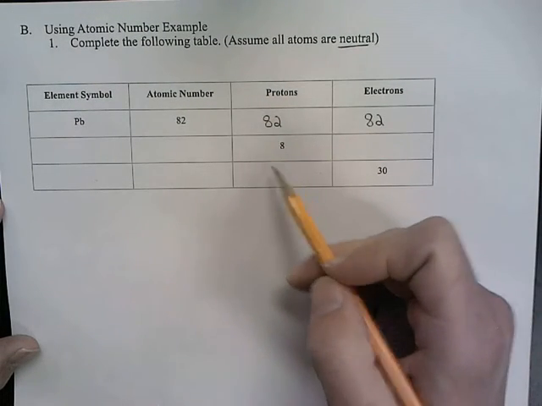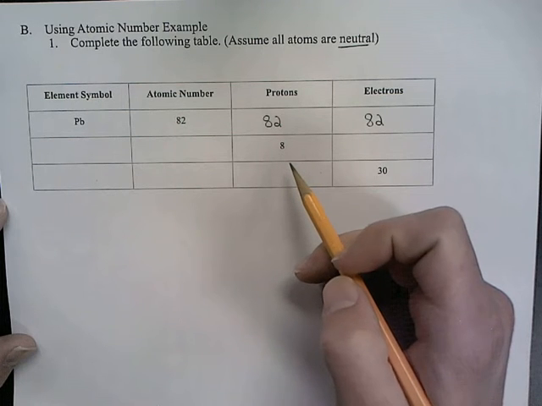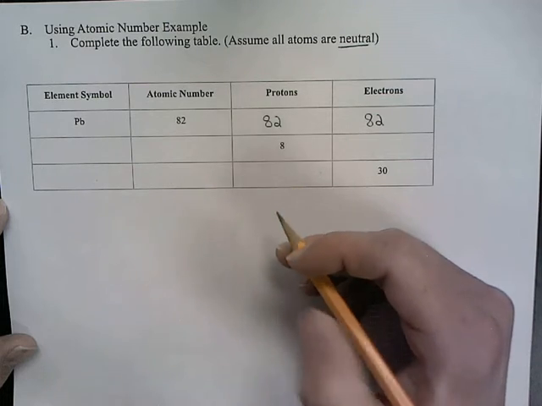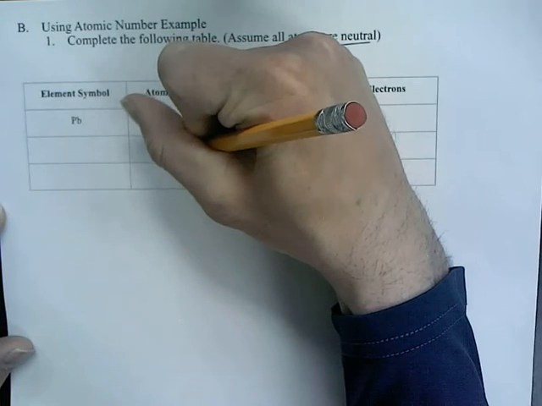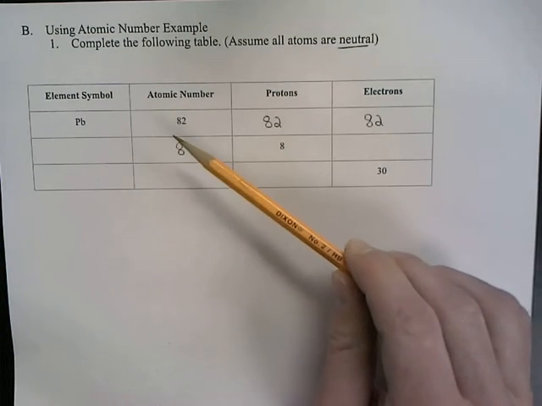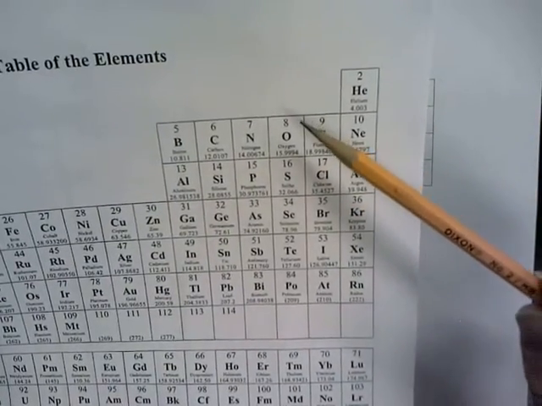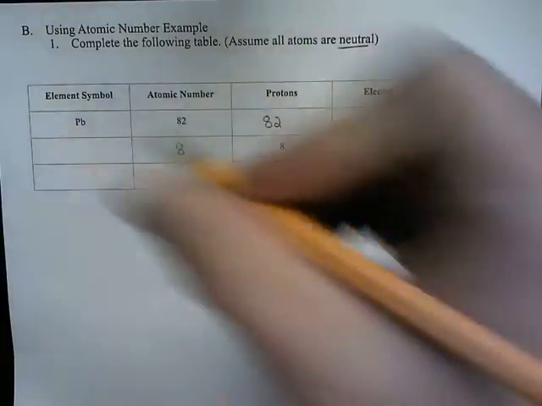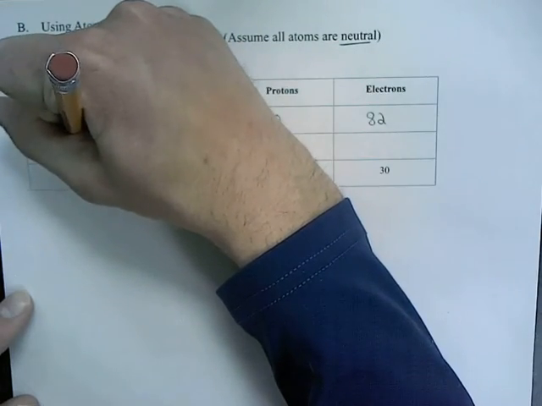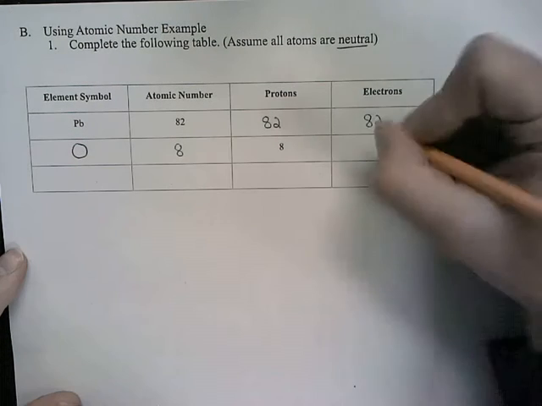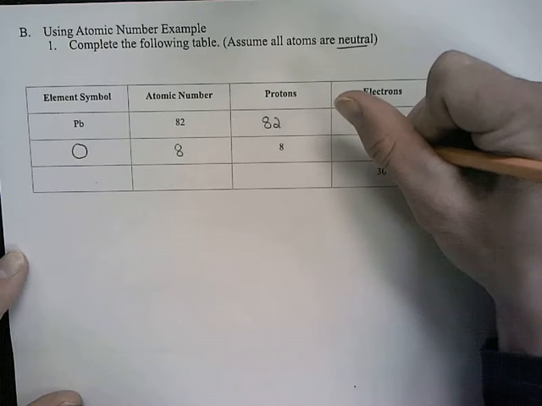Now we get something that is only giving us 8 protons. Well, remember, protons equal the atomic number. So, because they are equal, I'm going to put an 8 in this box here. Once you have the atomic number, we can look this up on the periodic table. We find atomic number 8, and the symbol for this element is O for oxygen. So we would fill in O for oxygen. Once again, the number of protons is equal to the number of electrons, so we put 8 as well.